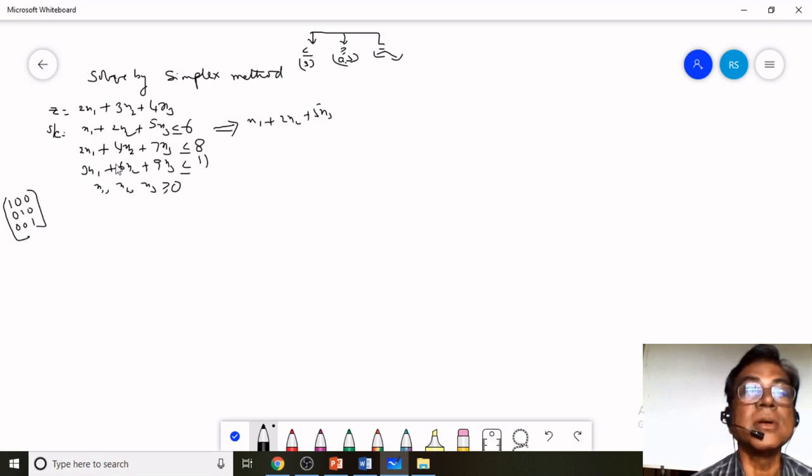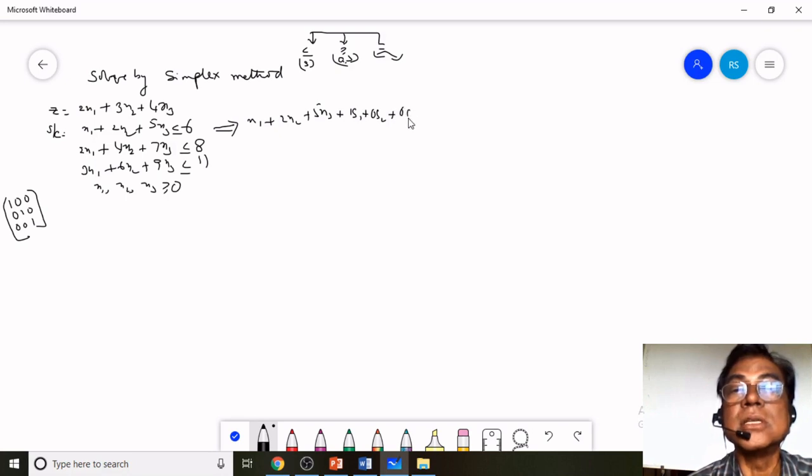Understand? Come to this point. Unit matrix. So for the first equation, you have to take the one diagonal. So that is 1 S1 plus 0 S2 plus 0 S3 is equal to 6.